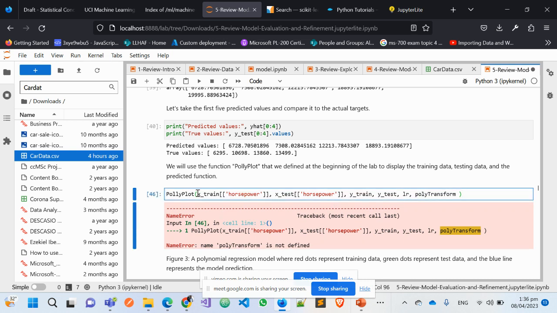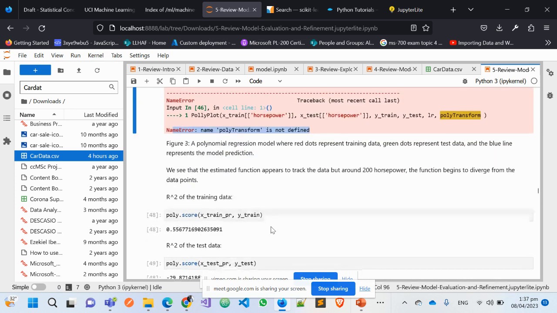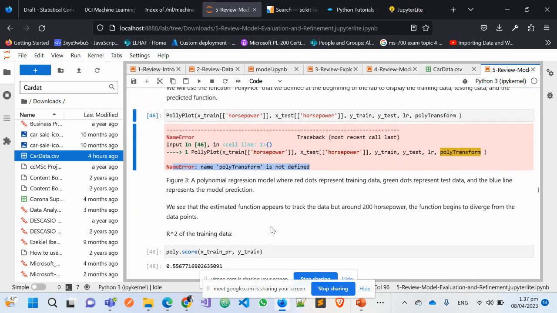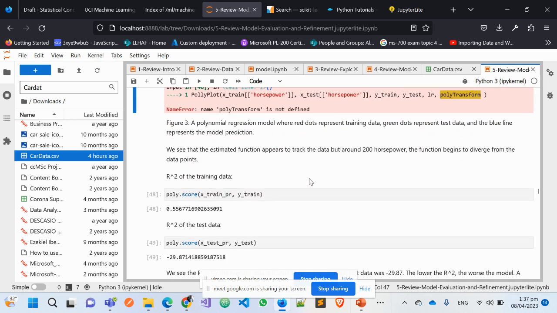Okay, see, still getting the same error. Name error. Okay, so I'll look out for this and get back to you on it. Right now, I can't pinpoint where the error is coming from. So the other thing is that we can proceed further.